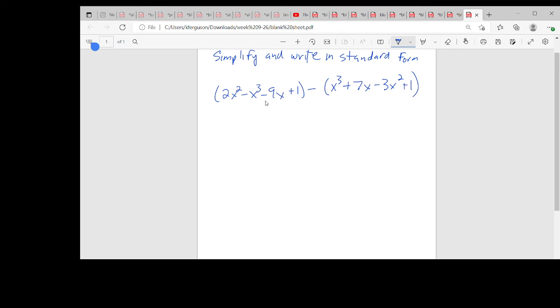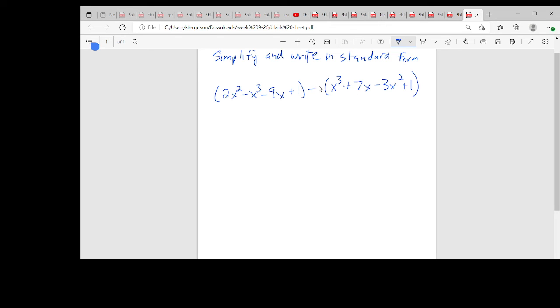Yep. Plus CX plus D. The thing is, I want you to understand that because if you look at this, the things are out of order. They're not in standard form now. So it's okay that they're not in standard form. You can actually do the problem and then rearrange it afterwards.